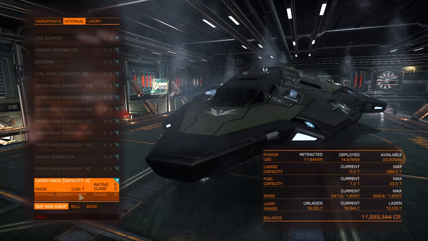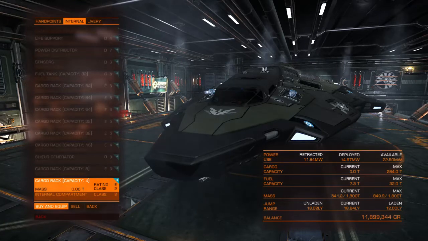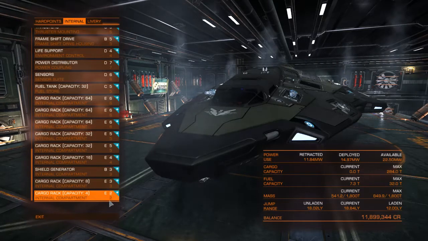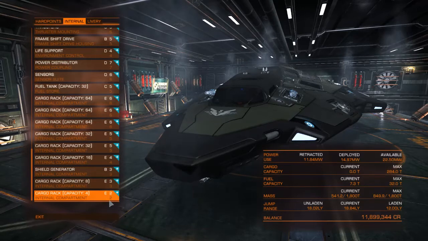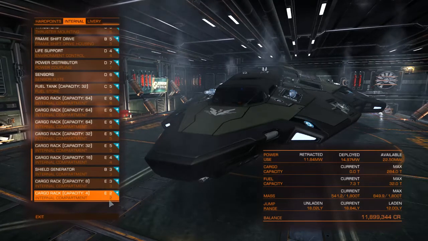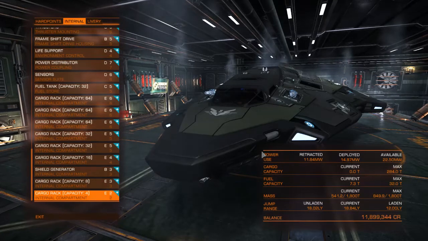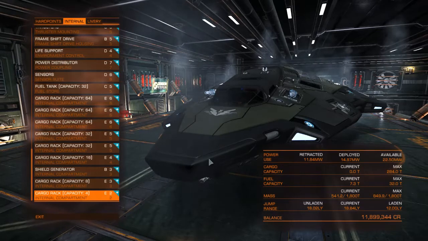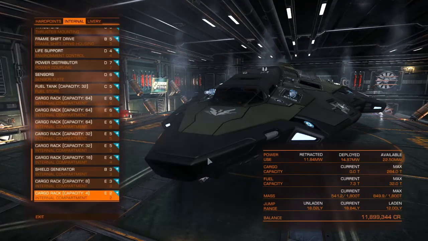So for instance, we have an internal compartment class 2, which can fit up to a class 2 part. Class basically just means the size of part. So the higher the class, the bigger the part you can put in, and that generally means you're using a bigger ship. So for instance, I'm using a Python, which is a mid-game ship. It's kind of built sort of like a Cobra. It's kind of a multi-role ship.